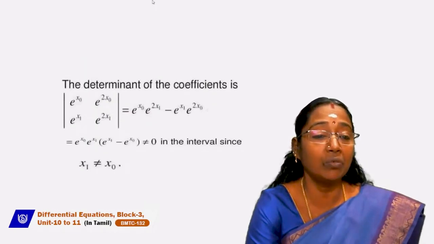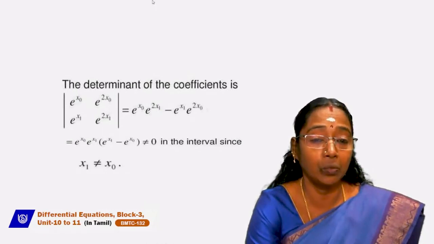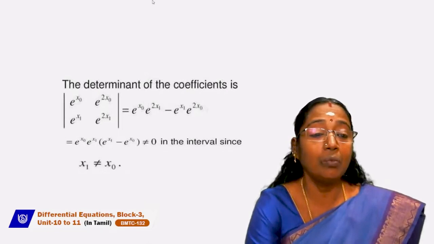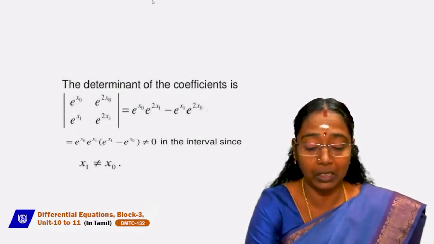Therefore, you have to find the determinant of the coefficients, namely e^x0, e^2x0, e^x1, e^2x1. The determinant will be e^x0 e^2x1 minus e^x1 e^2x0. So you have to bring e^x0 e^x1 outside. Inside the bracket, you have e^x1 minus e^x0. This is not equal to 0 in the interval since these two points are distinct.